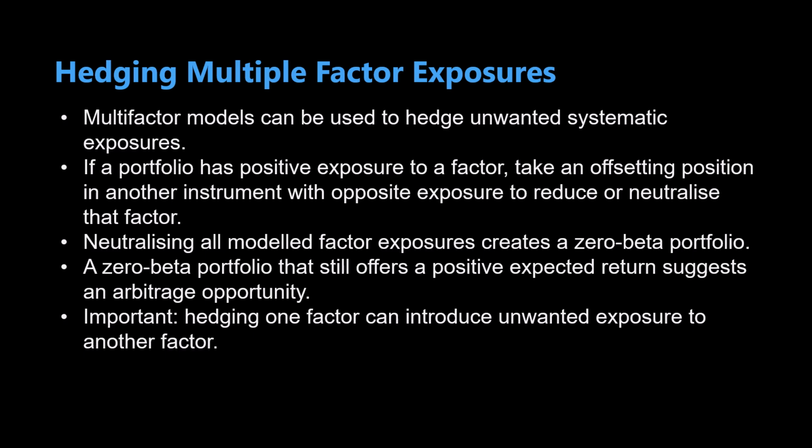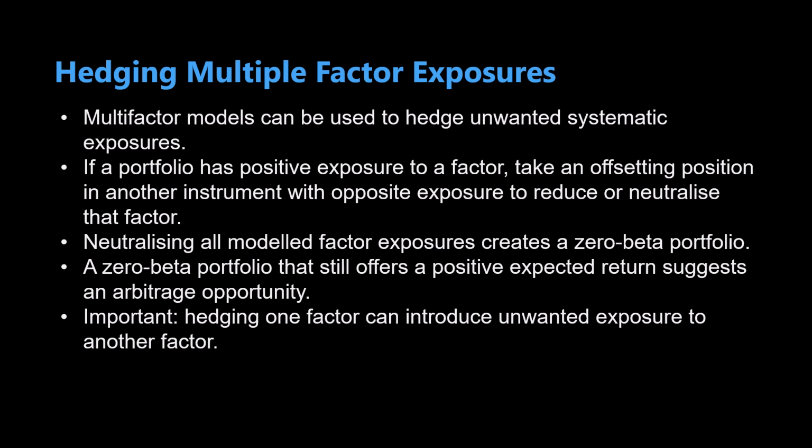One of the most practical uses of multi-factor model is hedging. Once we estimate a portfolio's factor betas, we can try to offset unwanted systematic exposures. Suppose a portfolio has a large positive exposure to GDP growth. If the manager wants to reduce that exposure, the manager can take an offsetting position in another asset or derivative whose GDP beta is negative or whose position sign offsets the original beta. The same logic applies for inflation, interest rates, consumer sentiment, or any other modeled factor.